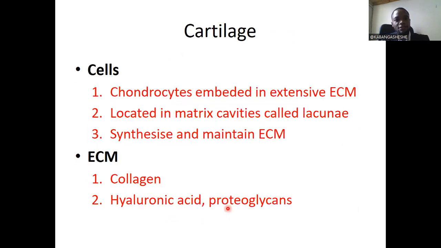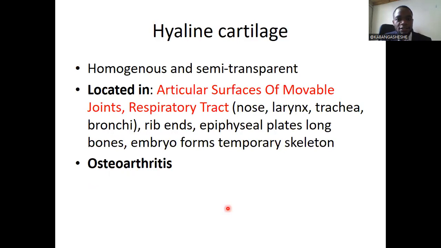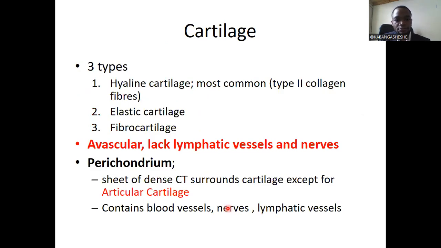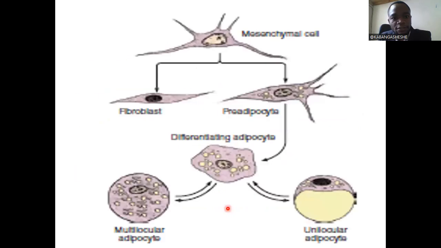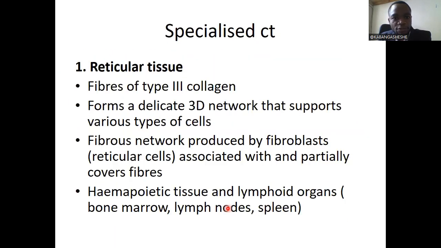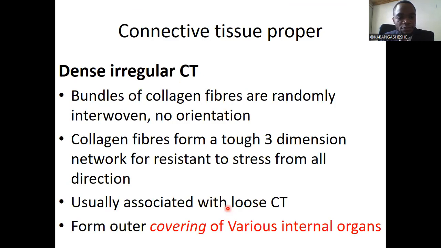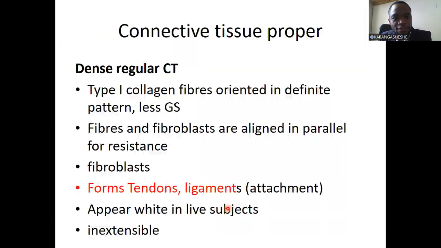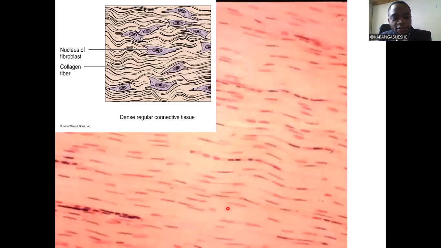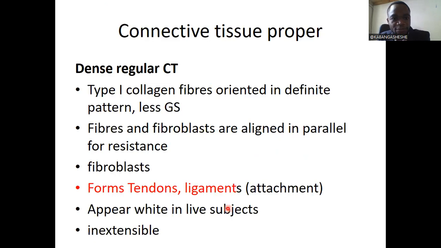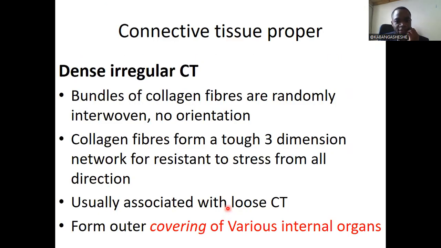Right. Next thing we'll look at now is cartilage. So cartilage, we'll do another session separate. For now, we're focusing on connective tissue. So that's about connective tissue proper. We've talked about connective tissue proper, which is loose connective tissue. We also talked about dense connective tissue. There are two types, dense regular and dense irregular. Dense regular forming stronger structures like tendons and ligaments. Dense irregular covering outer covers of all internal organs.